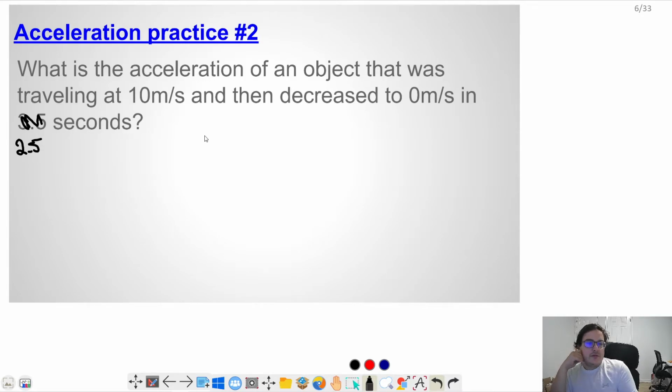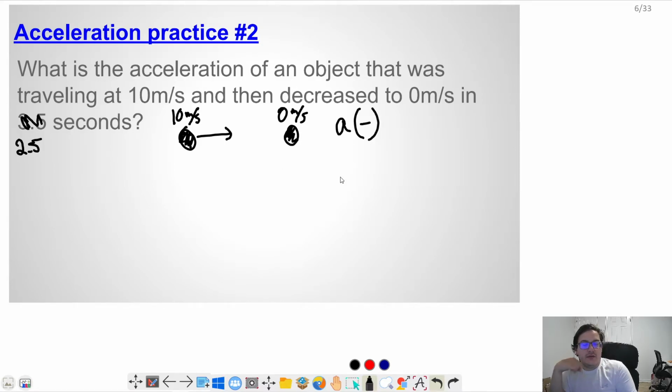So what we're going to do is think about our object. Our object is going 10 meters per second towards the right because it's positive. And then after a while, our object is now going 0. It has slowed down in the right direction, which means my acceleration is going to be negative. So let's go ahead and unpack it. Acceleration equals delta V over time, which means velocity final minus velocity initial all over time.